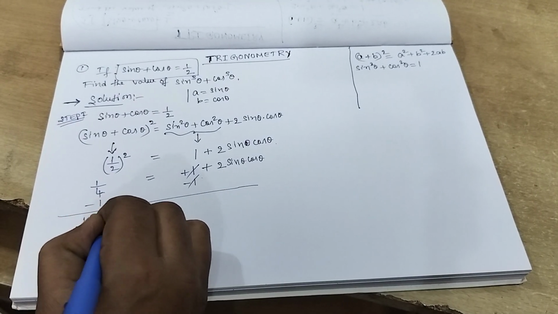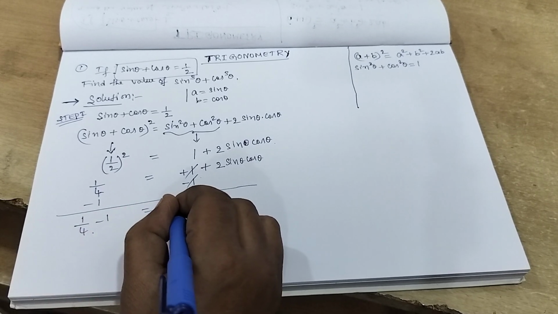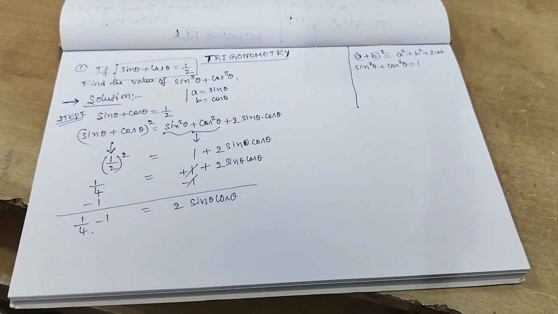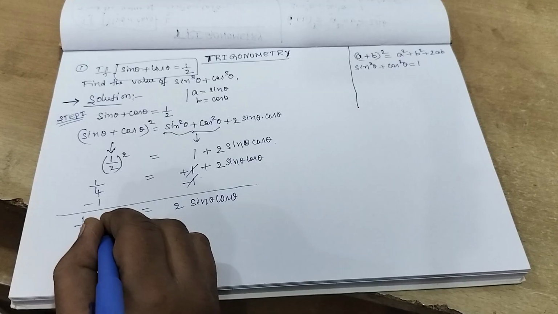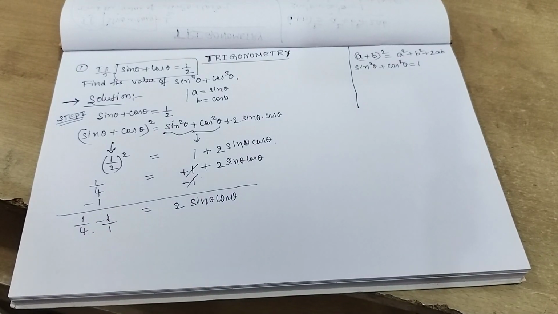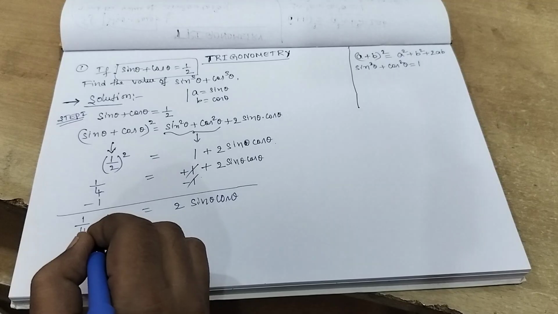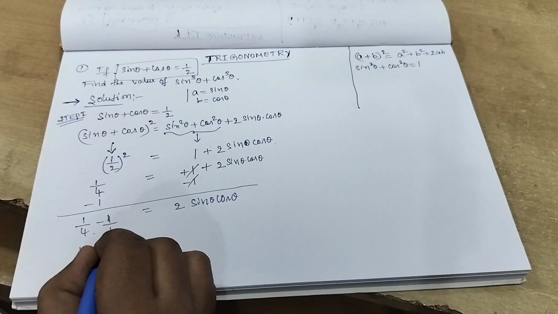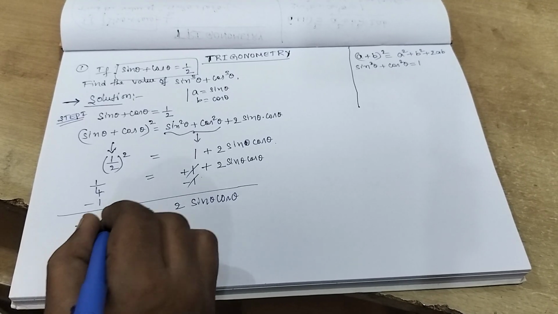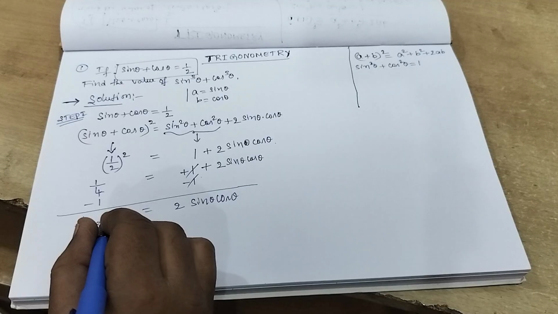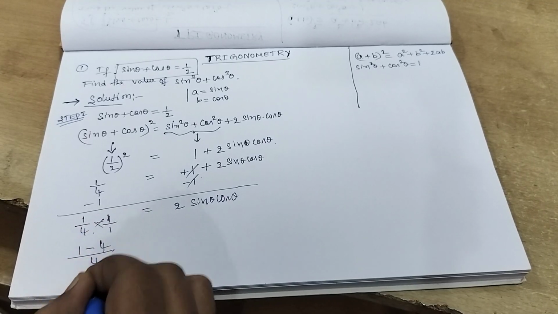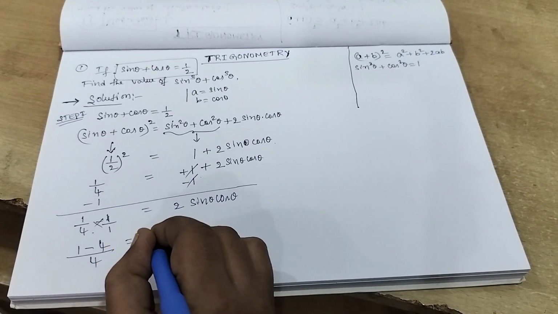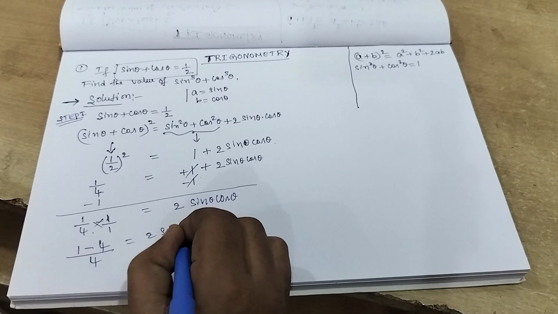So 1 over 4 minus 1 is equal to 2 sine theta cos theta. Now when you take the least common multiple, we can cross multiply here. 1 times 4 is 4, so we get 4 here. So (1 minus 4) over 4 is equal to 2 sine theta cos theta.